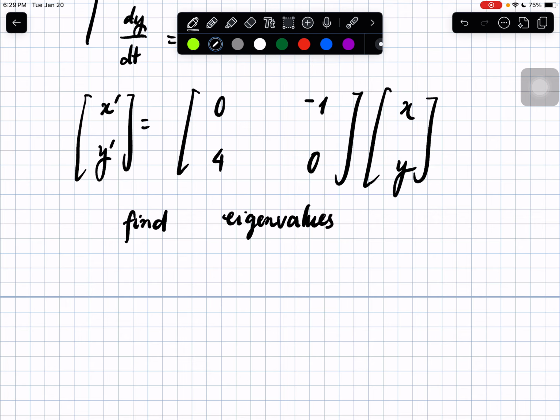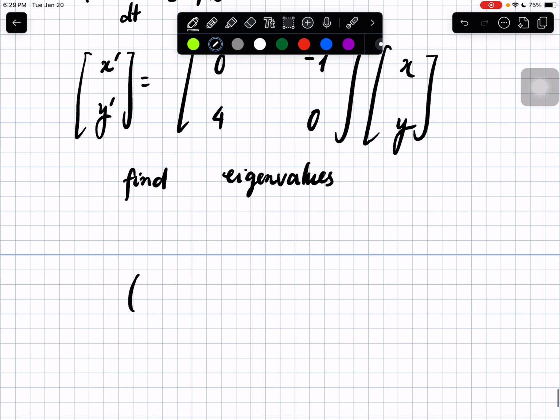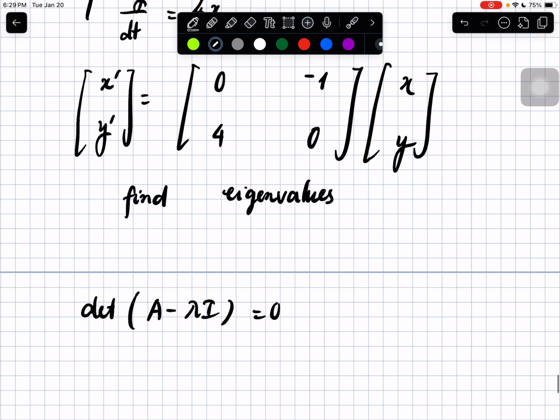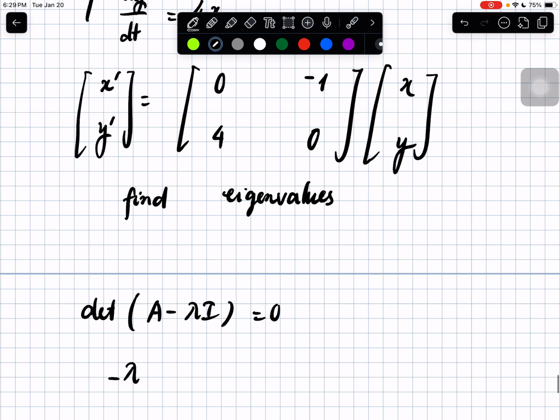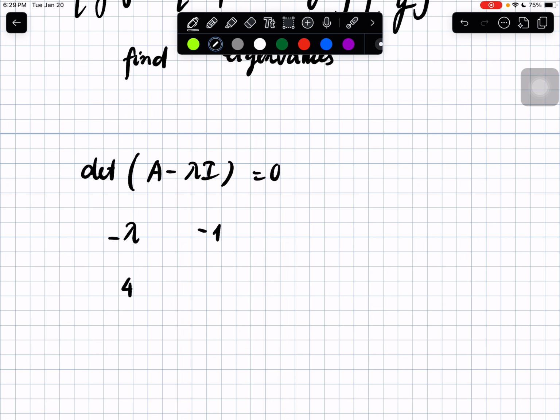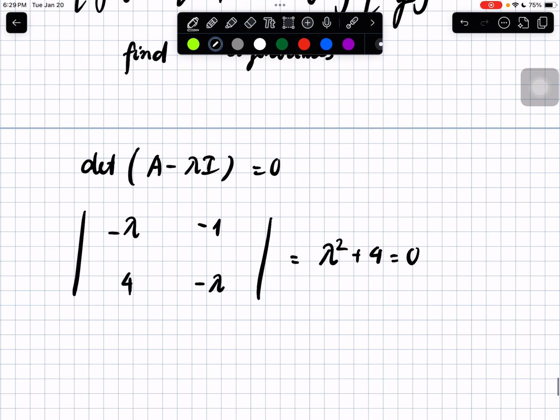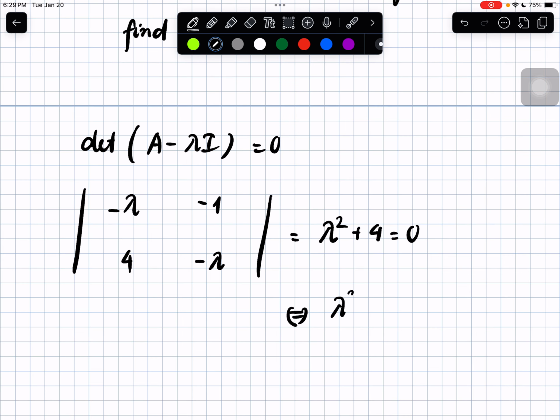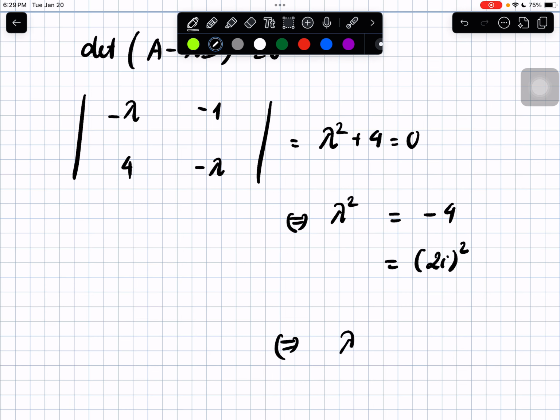Lambda is an eigenvalue, so A minus lambda I. Compute the determinant and set it to 0. In our case, [minus lambda, minus 1; 4, minus lambda]. The determinant is lambda squared plus 4 equals 0. Lambda squared equals minus 4, or (2i) squared. Lambda is plus or minus 2i.